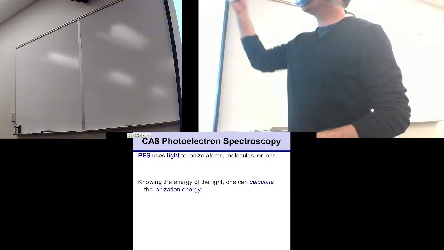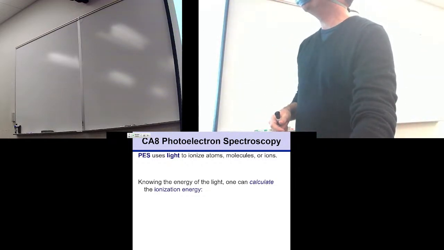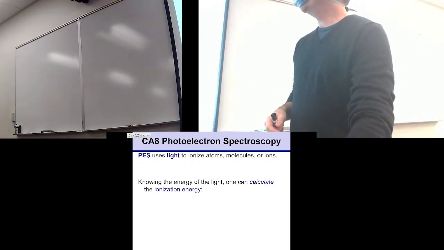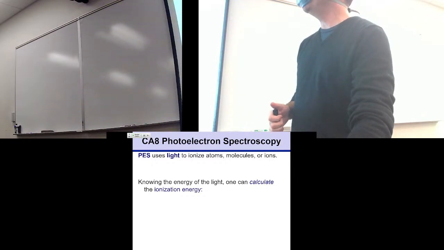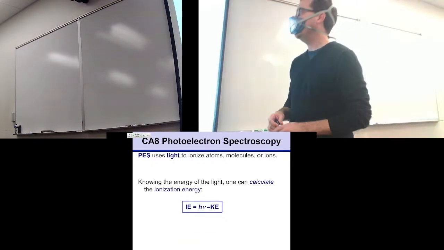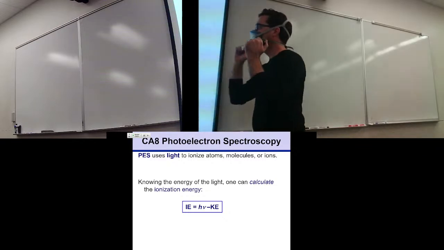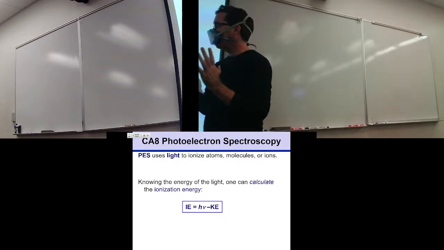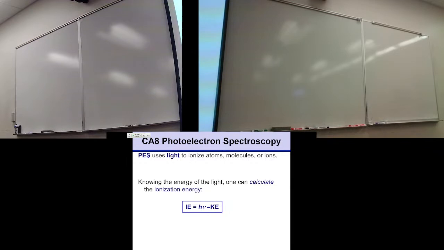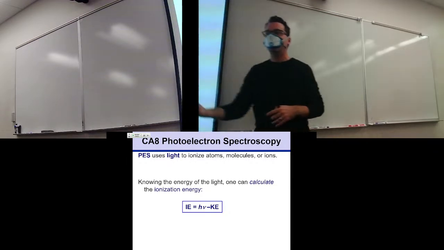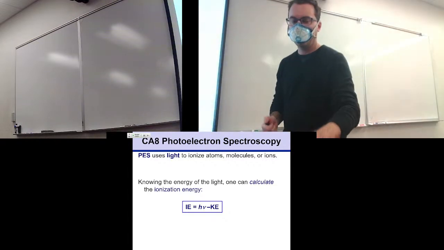So we use the light, in this case X-ray photons. These have really high amounts of energy in them. And we can calculate, so we hit the atom with some of this high energy light. That's the equation for energy of a photon with the frequency. The electron comes out with a certain amount of kinetic energy. That's their energy of motion. And we can subtract that kinetic energy from the photon energy. What's left over is the energy required to remove that electron, the ionization energy.